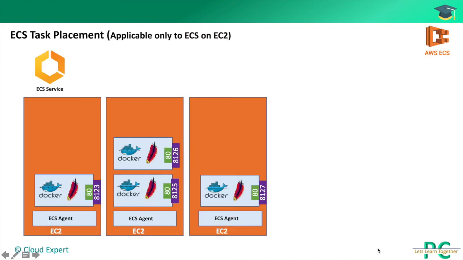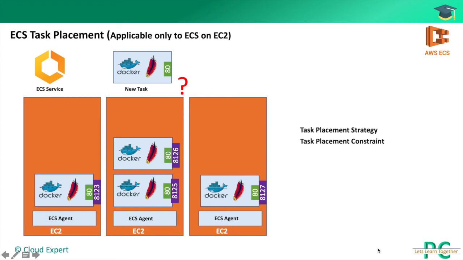Now, let's explore ECS task placement. One thing to remember here, this is applicable only to ECS on EC2. As in Fargate mode, you are not maintaining the underlying hardware, so you can't control the task placement. When a new task is launched, ECS on EC2 must determine where to place it. On the other hand, when a service scales in, ECS needs to determine which task to terminate. ECS task placement can be controlled using task placement strategy and task placement constraint.